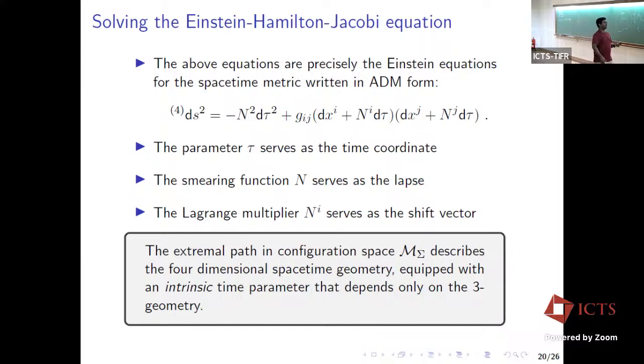So the lesson or the message of this calculation is that the extremal path in configuration space, which is basically a path such that the gradient of the Hamilton's principal function is non-zero only along the path, describes the four-dimensional space-time geometry such that at each point of the path, I have one leaf of the foliation in 4 dimensions. And it's equipped with an intrinsic time parameter that depends only on the 3-geometry on the path of that sigma at each point of the path, and some auxiliary parameters, which are these lapse and shifts.